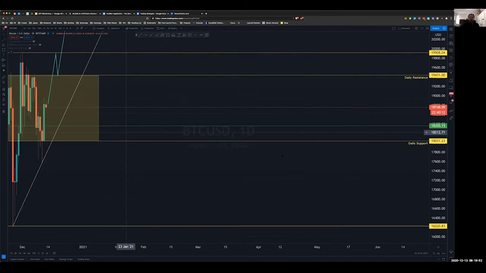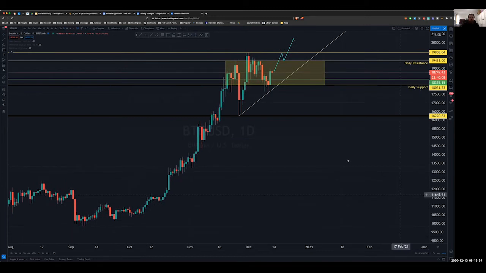Zoom. Get rid of this auto setting. Always got to remember that. Yeah.